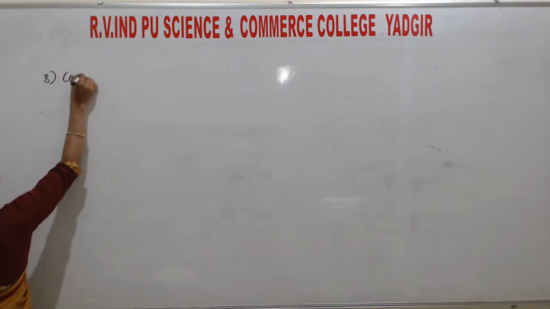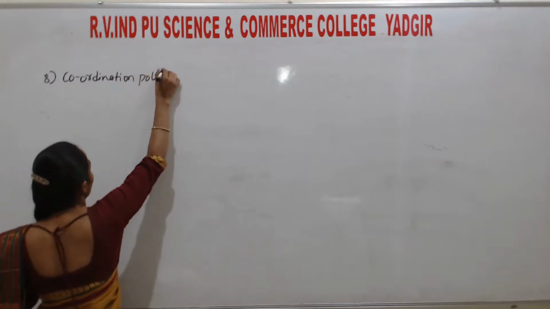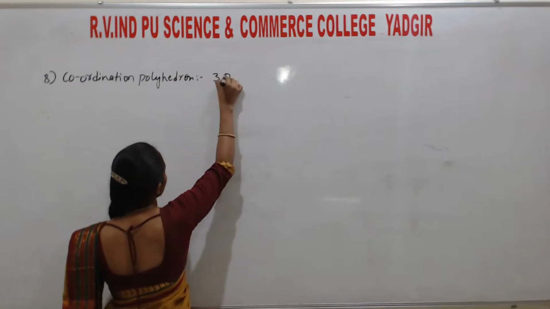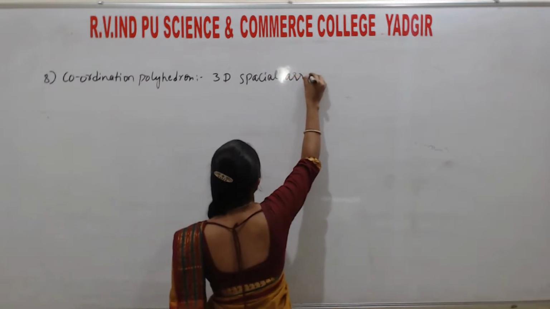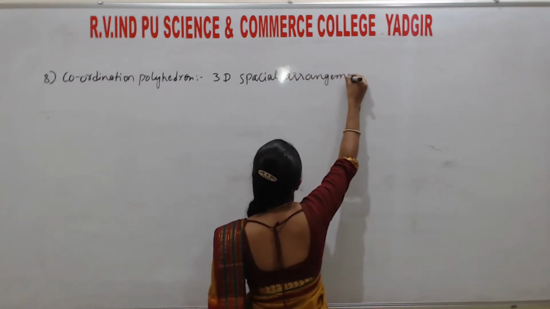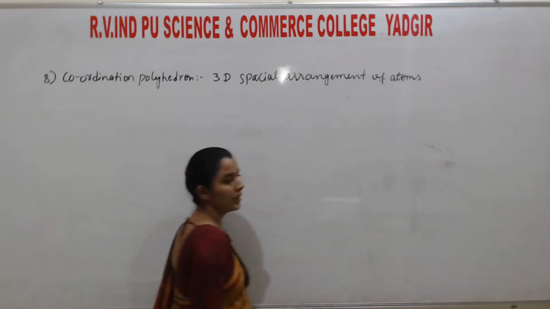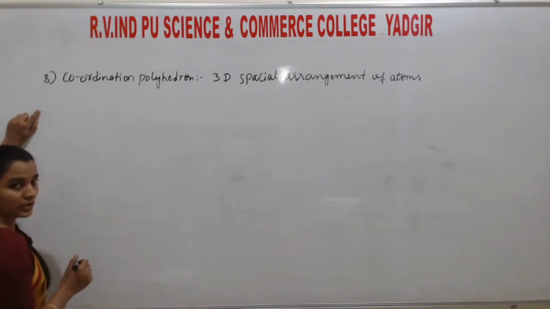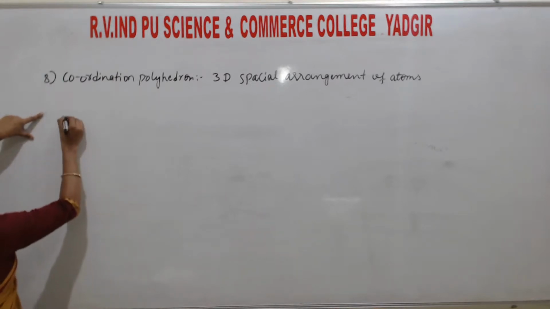Eighth one, that is coordination polyhedron. That is the three-dimensional spatial arrangement of atoms, called coordination polyhedron. So in that, different structures are there. Okay. So we are going to study about the structures, students. Then the first one is octahedron.